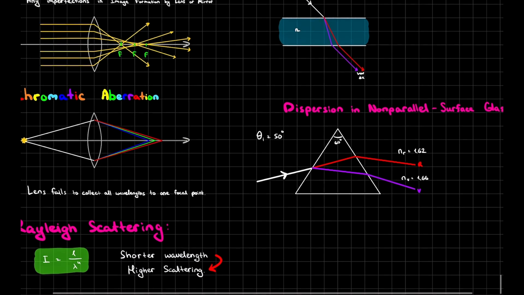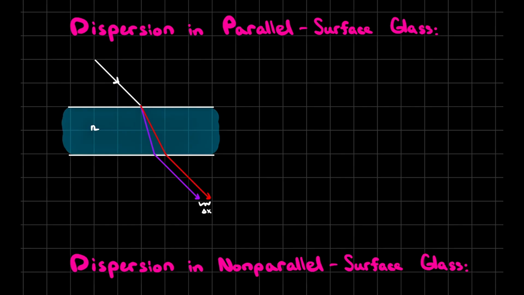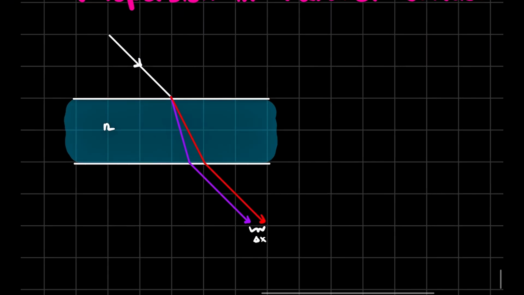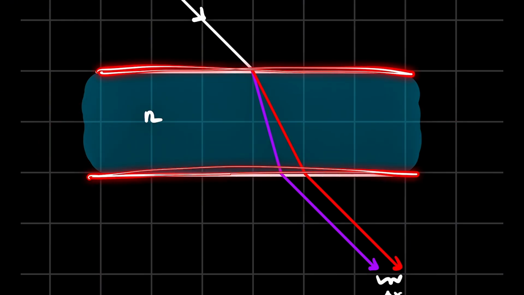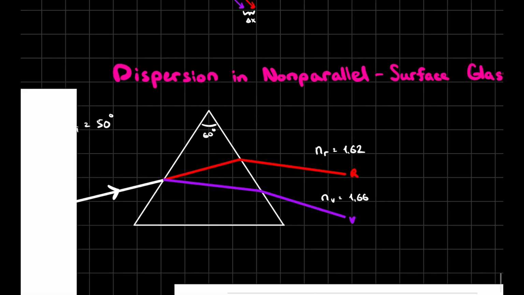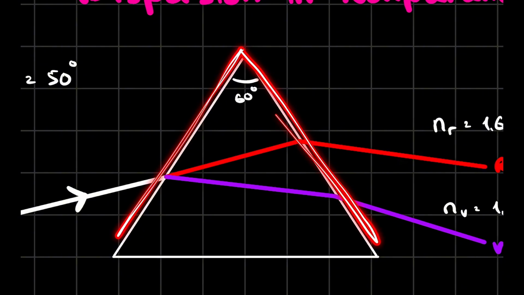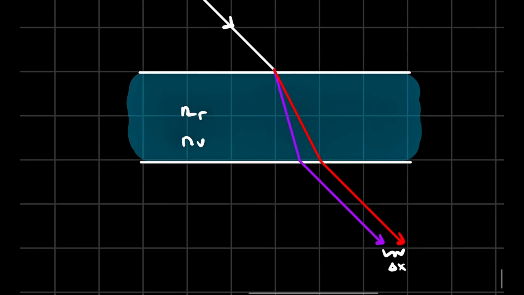Okay, the next thing, let's talk about dispersion in parallel surface glass. What does parallel surface glass mean? It is something like this: if we have some sort of glass, some kind of medium, then the two surfaces have to be parallel to each other. They must not meet at some point. We also have non-parallel surfaces. For example, these two surfaces of the prism are not parallel, because if they were, they would not meet, but as you can see, they meet at a certain point, which is this one. Let's work with this one.